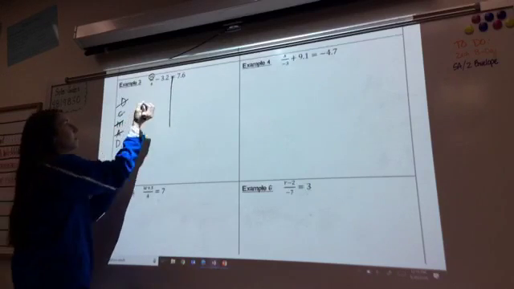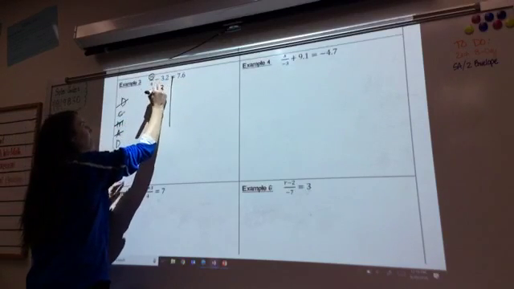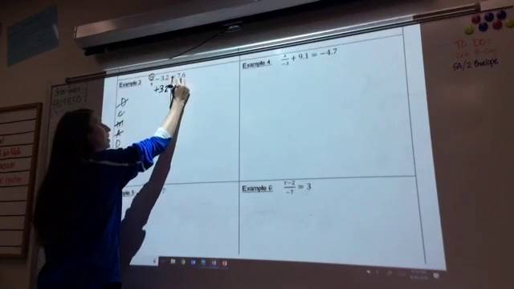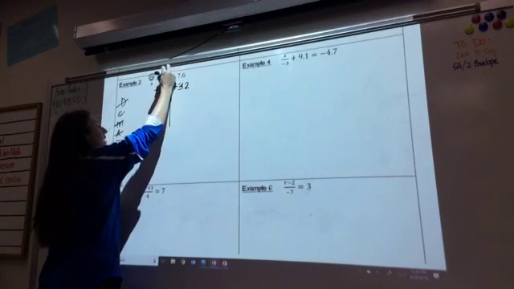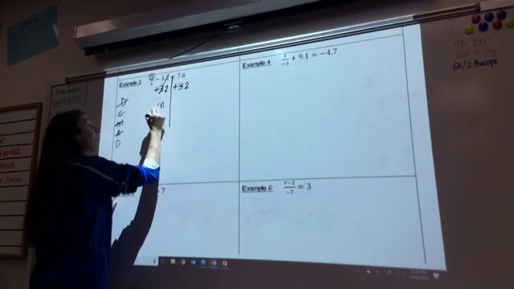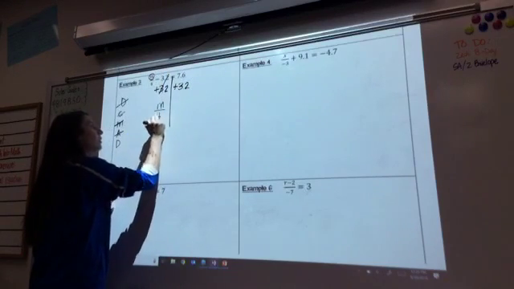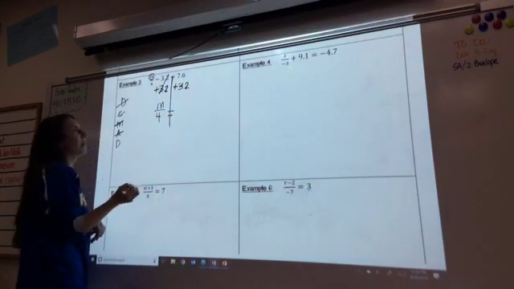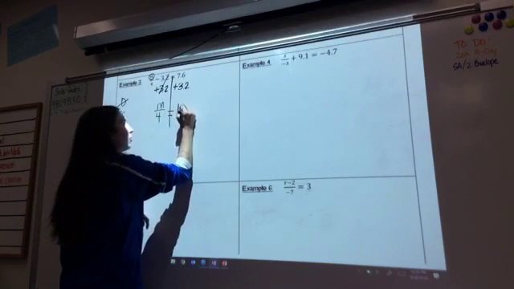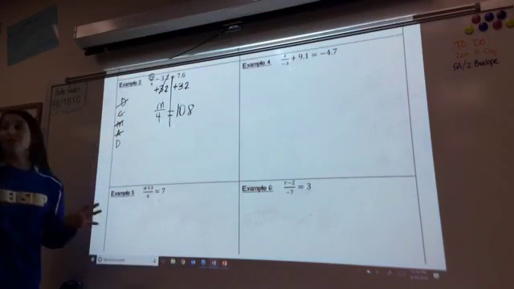Is there anything I could add or subtract to get it to go away? Yes. What? Plus 3.2. Good, because when I jump the line, I change the sign. Good. Whatever I do to one side, I always do to the other. So I'm now left with m over 4 equals what? 10.8. Good. 10.8. So I'm not scared of decimals.